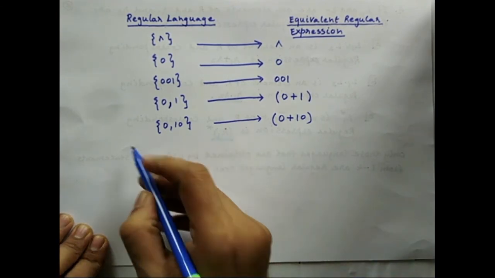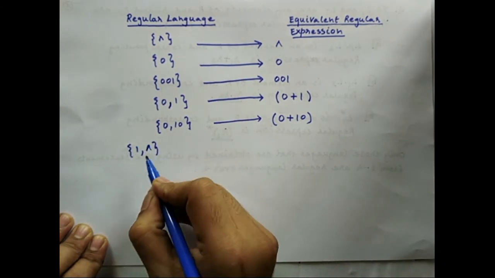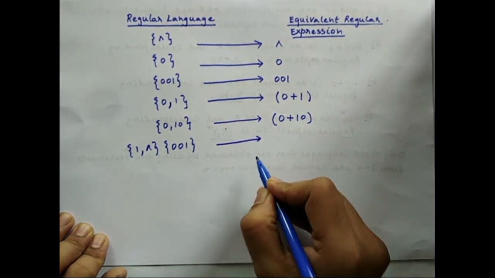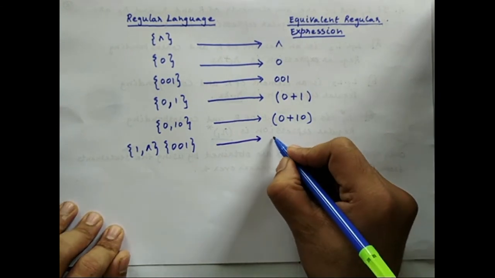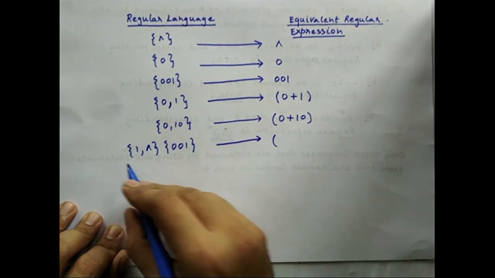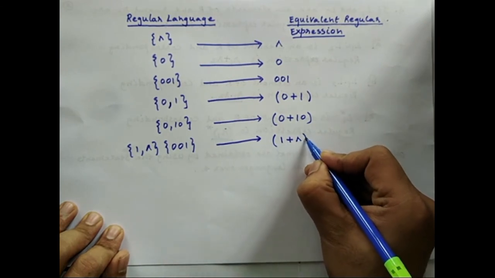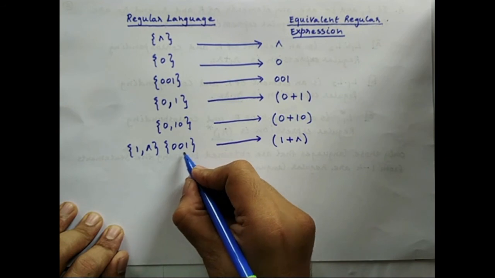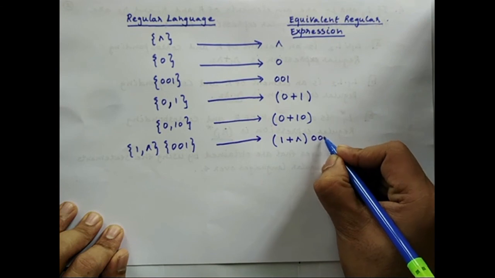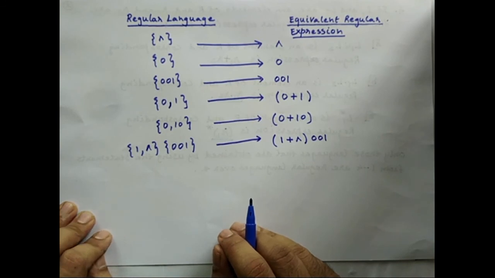Let's proceed. Suppose the regular language that we have is {1, null}{0}{01}. Then the corresponding regular expression can be written as follows: first, the curly brackets will be replaced with parentheses, 1, then the comma will be replaced with plus, null, and here 0, 0, 1. Since it's a single string, you can remove the curly brackets, so this substring will just be appended. So this is an equivalent regular expression for the regular language that is given to us.